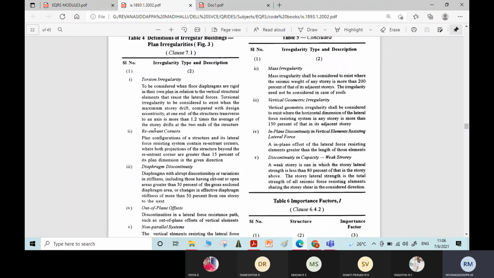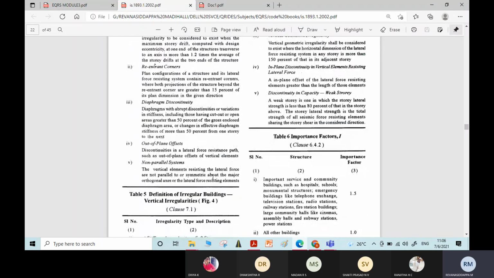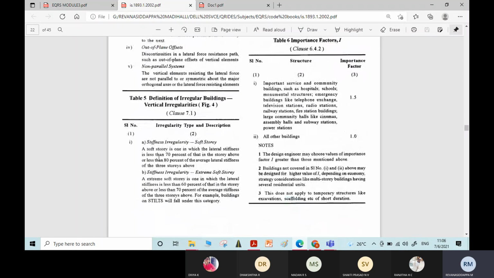In that, the first one is stiffness irregularity, nothing but soft storey. A soft storey, I think you all know about. For parking purposes and all, the ground floor usually will not have any infill walls. Only the frames will be there. But the next floors will be provided with infill walls. So that kind of floor is what we call a soft storey.